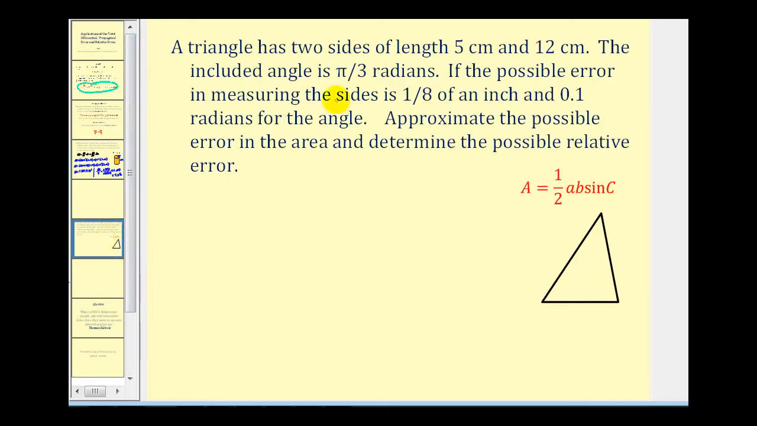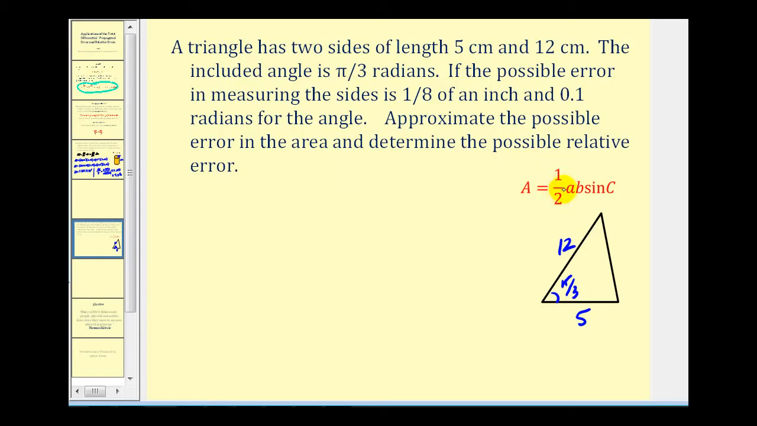Here we have a triangle with two sides of length 5 and 12, and the included angle is pi over 3 radians. Now this isn't necessarily to scale, but if we call this 5 and we call this 12, the included angle would be the angle here. This would be pi over 3 radians. And it says if the possible error in measuring the sides is 1/8 of an inch and 0.1 radians for the angle, approximate the possible error in the area and then determine the possible relative error.